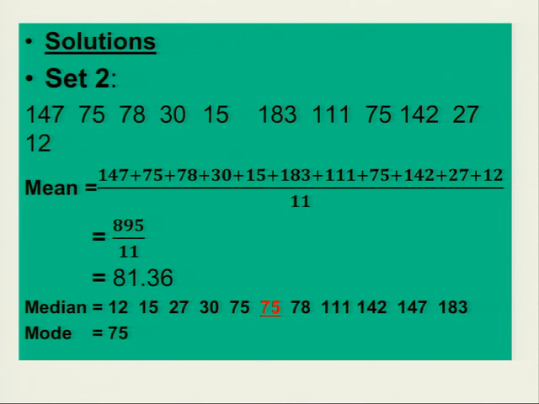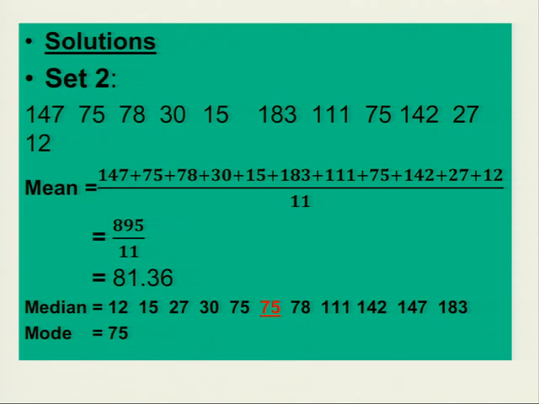That 895 we divide by 11. And it will give us the answer of 81.36. This answer is actually rounded off to 2 decimal places. Remember, Dr. Fanon Merva also taught you how to round off values. So we have used that skill of rounding to round this answer to 2 decimal places. So the answer for the mean will be 81.36.